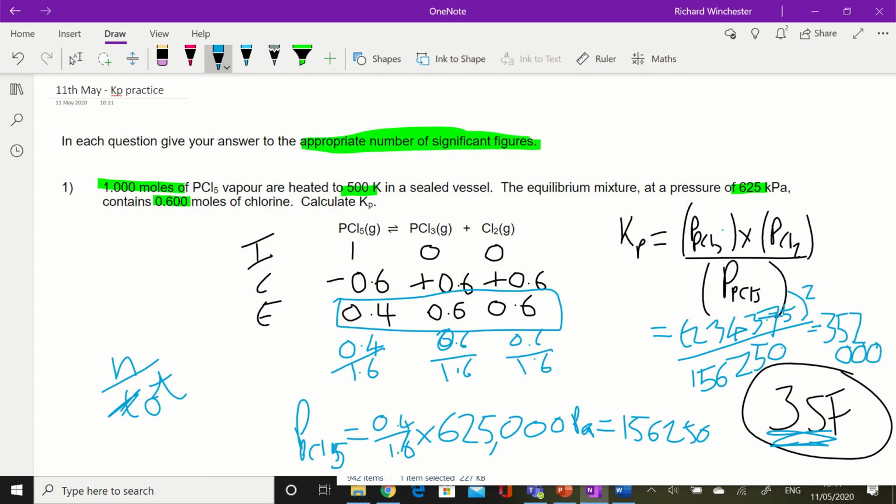And the answer there, well, Kp units: pascals times pascals on the top divided by pascals on the bottom is going to be pascals just once as my unit. That's 350,000 pascals. Hopefully that made sense. Any questions? Put them on Teams.